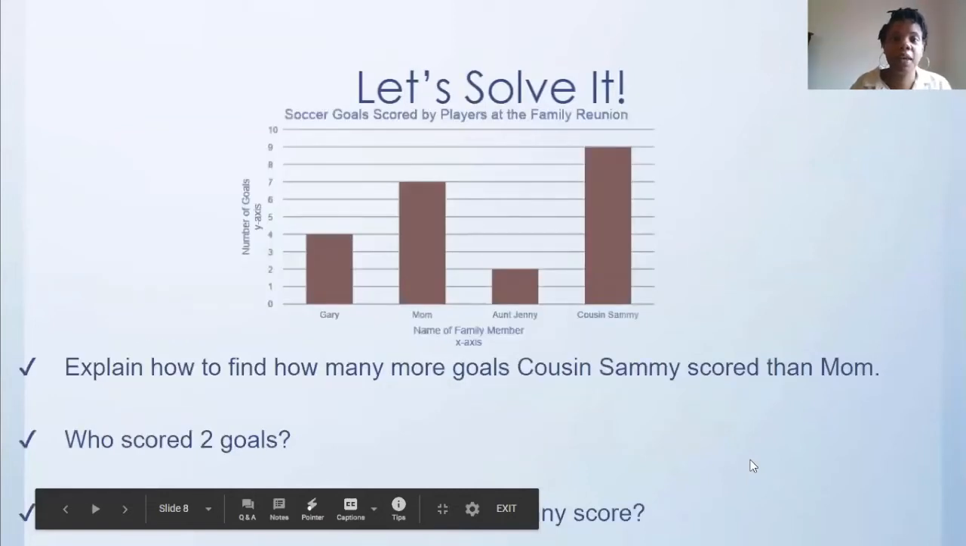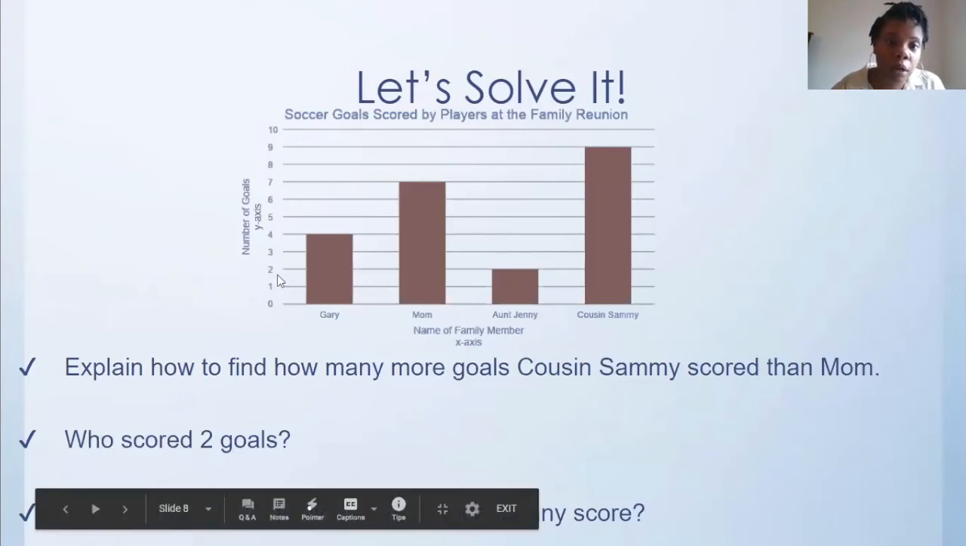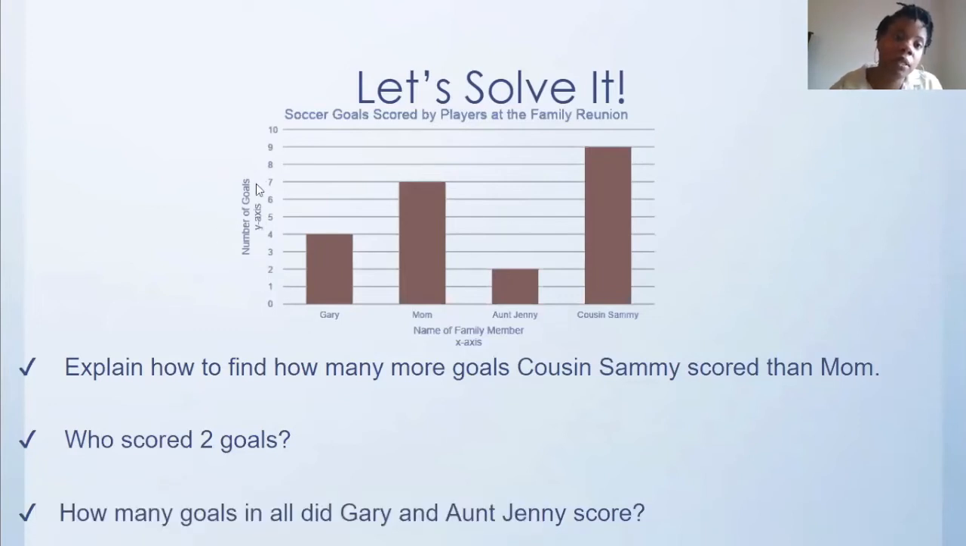Let's solve it. So here we see Gary created a bar graph for soccer goals scored by players at the family reunion. He made sure to create a scale where he's counting by 1s. He labeled his y-axis number of goals, and he labeled his x-axis name of family member. Now, as Gary looks at his bar graph, can he explain how to find how many more goals Cousin Sammy scored than Mom, who scored 2 goals? And how many goals in all did Gary and Aunt Jenny score?